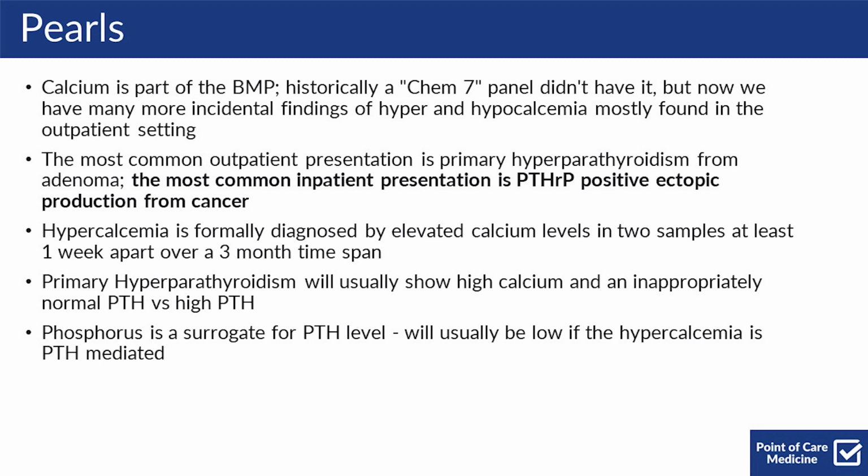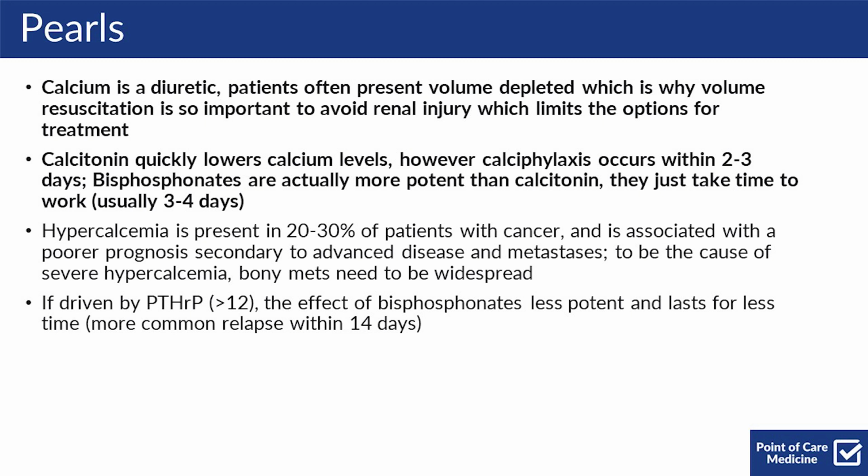And primary hyperparathyroidism is usually going to show high calcium and an inappropriately normal PTH versus a high PTH. Phosphorus is often a surrogate for PTH level, and so it's usually going to be low if the hypercalcemia is driven by PTH. Calcium itself is a diuretic, and so patients often present very volume depleted, which is why volume resuscitation is so important to avoid renal injury, which limits the options for our treatment.